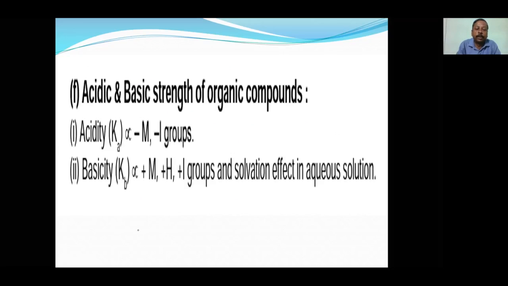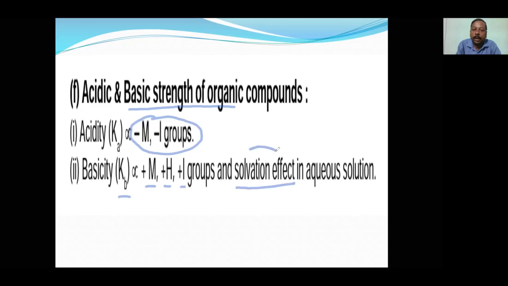Definitely there will be a question according to the acidic and basic strength of organic compounds, stability, and acidic-basic strength. Most of the questions are based upon these topics only. Acidic strength increases when there are minus I and minus M groups. Wherever minus I and minus M groups are there, they will increase the acidic strength. In the same way, basic strength increases when plus M, plus H and plus I groups are available, and by the solvation effect.